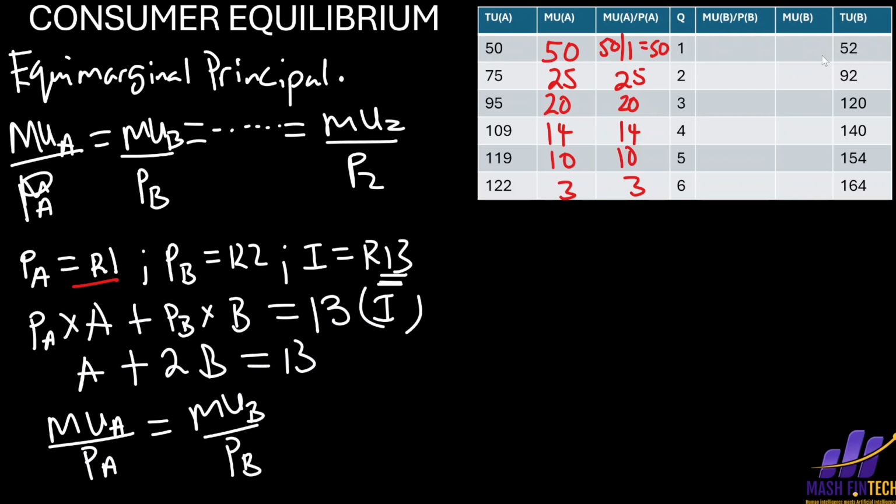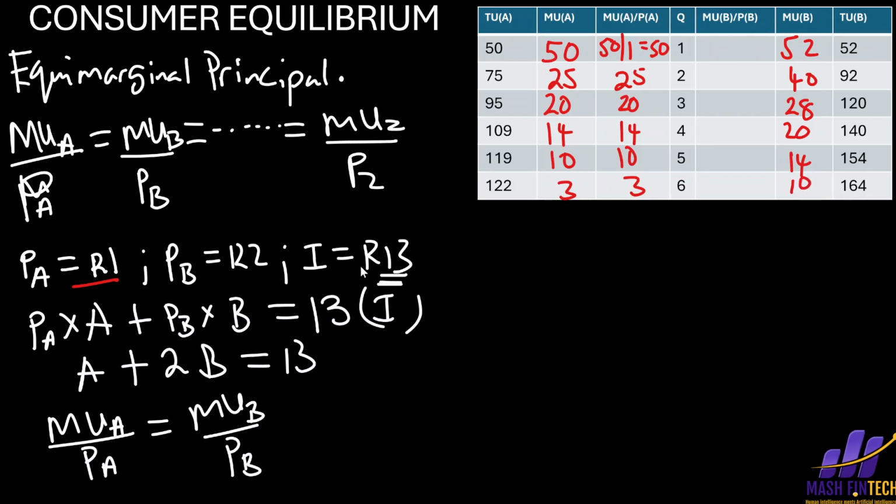So we start with 52, and then 52 minus 92, we must get 40. And then 120 minus 92, we must get 28. Then 140 minus 120, we must get 20. 154 minus 140, we should get 14. And then 164 minus 154, we must get 10 here.